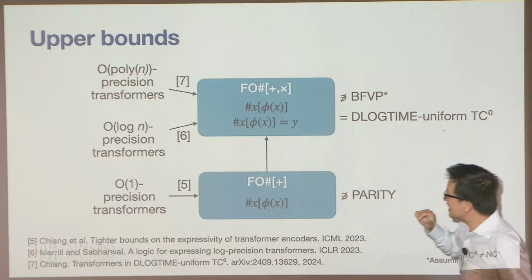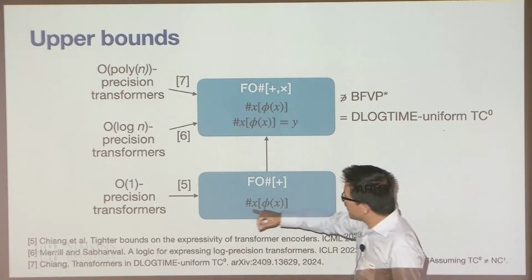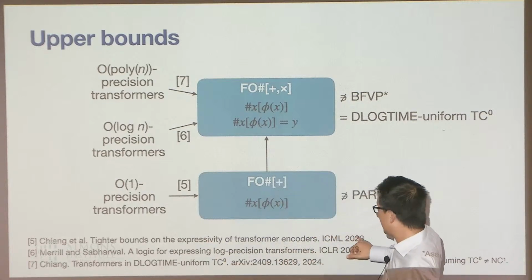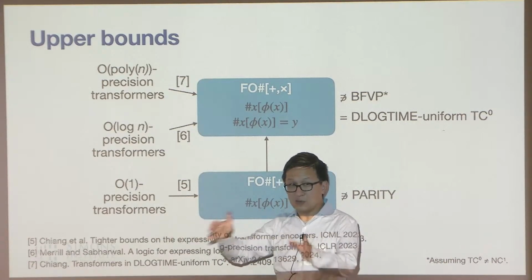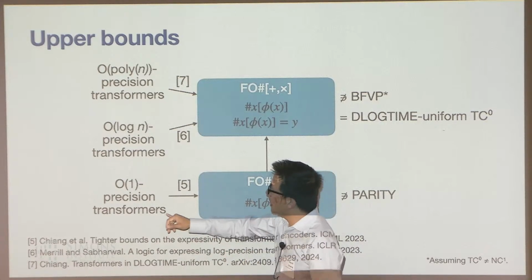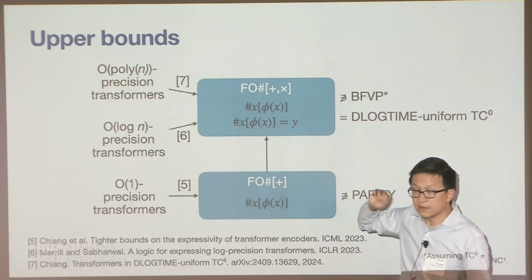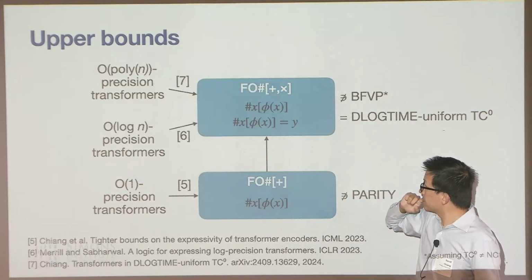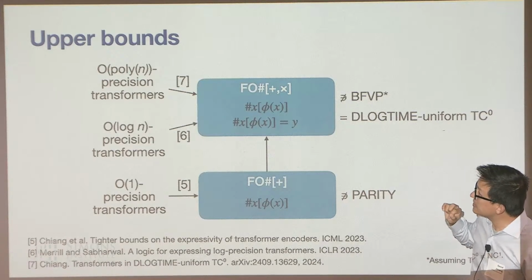Okay, so the results that we have so far, or the results that we collectively have so far. In this ICML 2023 paper, we took fixed precision transformers. So you fix in advance a number of bits of floating point precision, and any transformer like that can be converted into this logic FO sharp plus. Okay, it's a pretty weak logic. One example of a language that it doesn't express is parity.